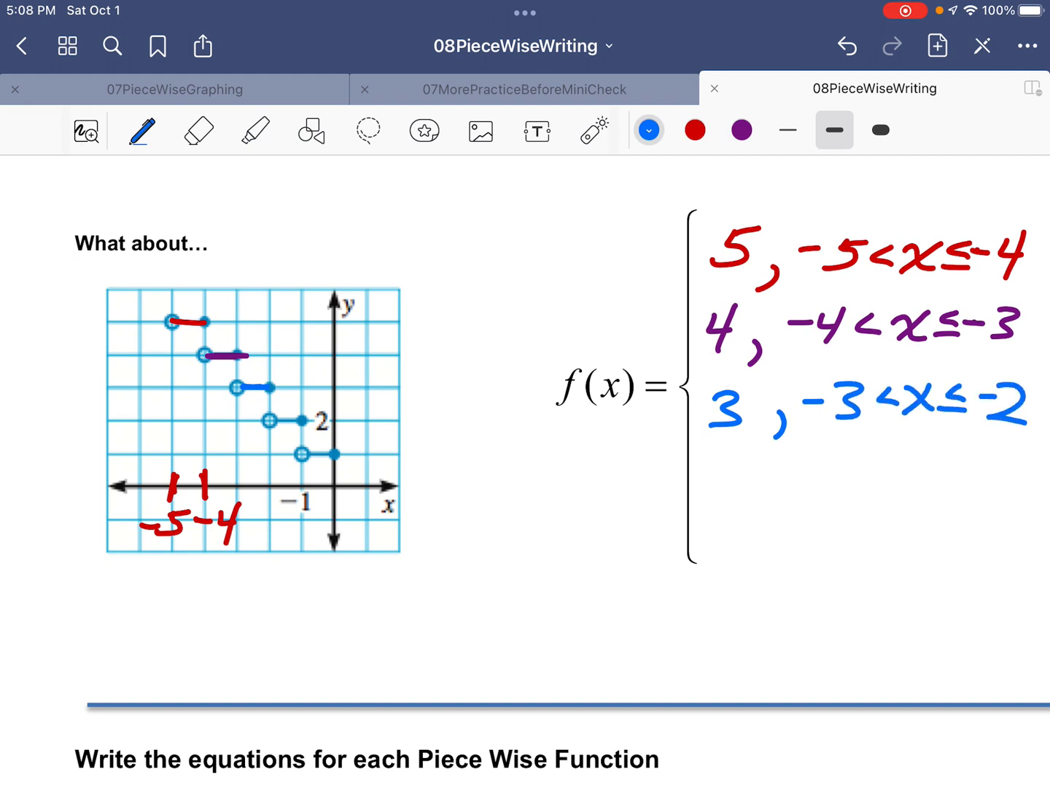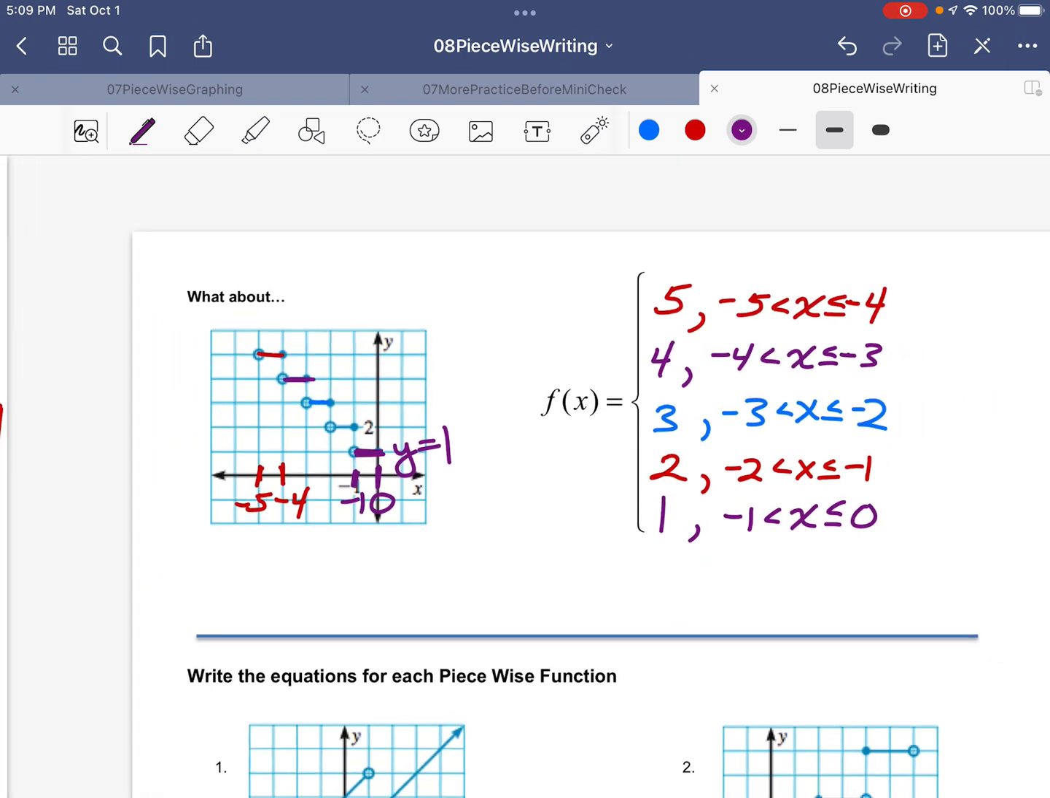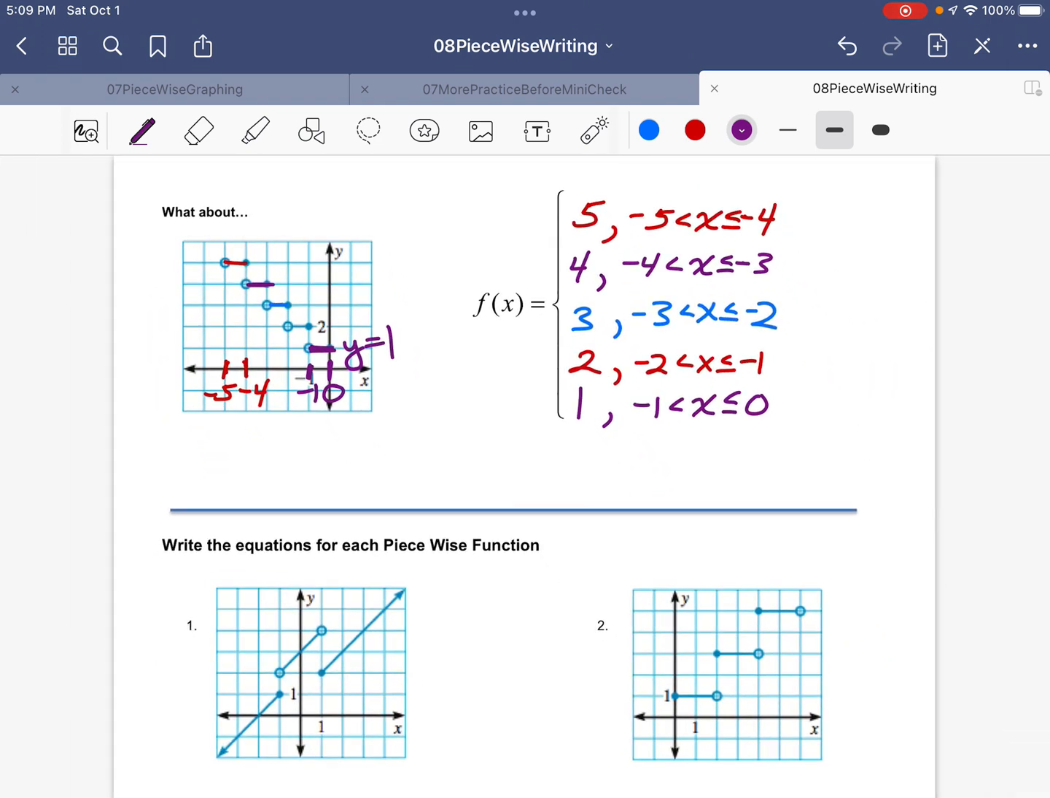As we continue, we can keep following the same pattern as we go all the way to 1. And again, 1 is the height of this graph, so that's y equals 1, but it's between the x values of -1 and 0. So -1 is less than x is less than or equal to 0. Step function.